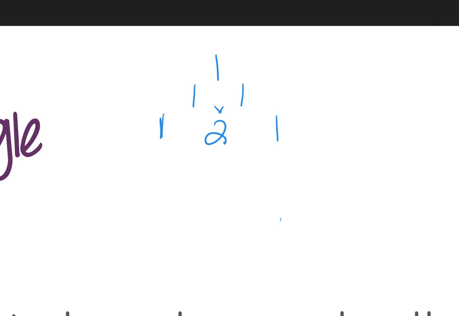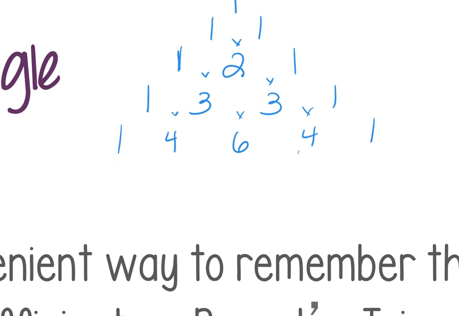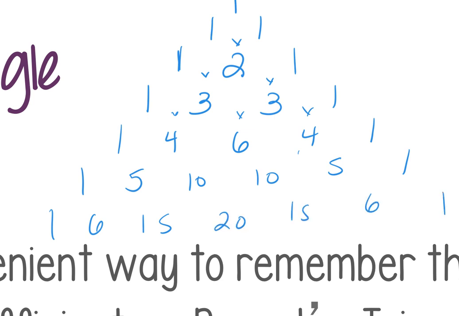And then I go to the next row, start with 1. I add 1 and 2, I get 3. I add 2 and 1, I get 3. The last number's 1. I start with 1. I add the 1 and 3, I get 4. I add the 3 and 3, I get 6. I add the 3 and 1, I get 4. I end with 1. I do it again. 1, 5, 10, 10, 5, 1. And I could just keep going. 1, 6, 15, 20, 15, 6, 1.